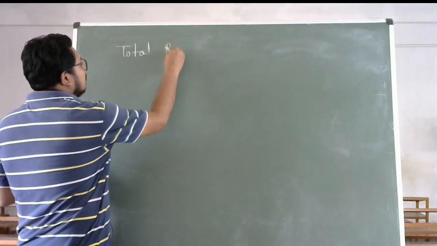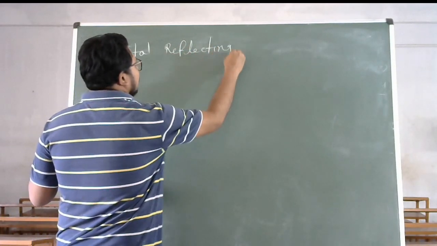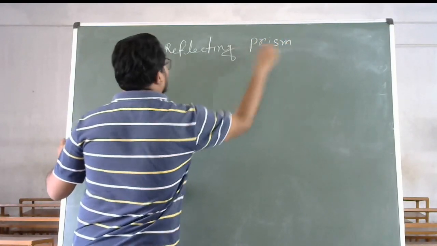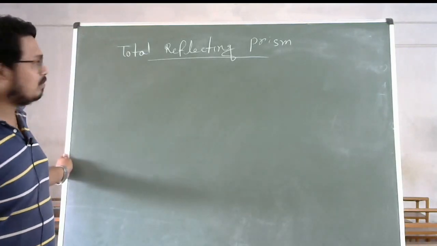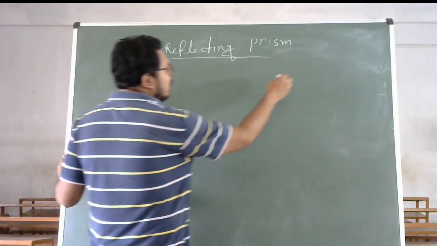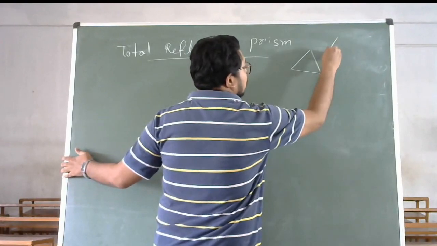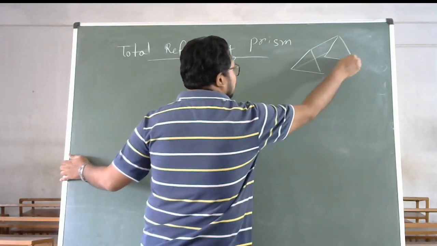Total reflecting prism. So, what is the total reflecting prism? You know already, a prism has two triangular shapes and three rectangular shapes.